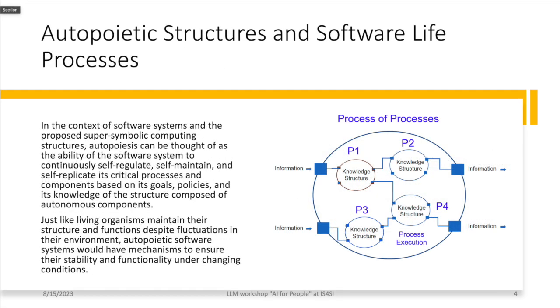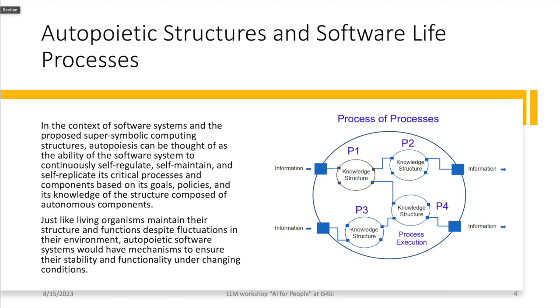In the context of software systems and the proposed super-symbolic computing structures, autopoiesis can be thought of as the ability of the software system to continuously self-regulate, self-maintain, and self-replicate its critical processes and components based on its goals, policies, and its knowledge of the structure composed of autonomous components.